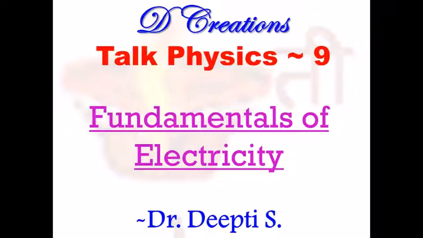Current is the rate at which charge is flowing. Rate of flow of charge is current. So current can be written as charge upon time. So it can have a unit coulomb per second, but more commonly its unit is ampere, again named after the scientist. Resistance is a material's tendency to oppose the flow of charge or to resist the flow of charge. Its unit is ohm.